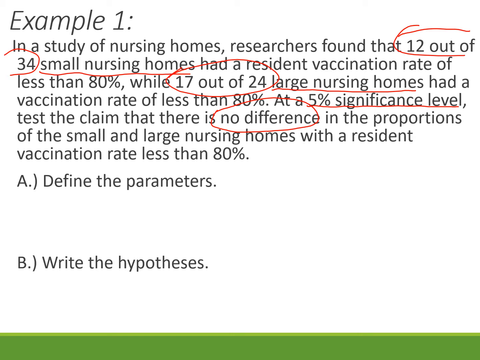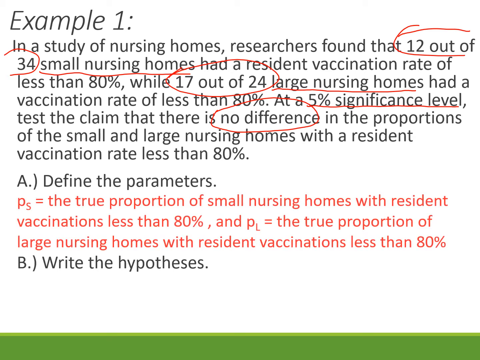So for the parameters, instead of having just 1 parameter, now we have 2 different parameters. The first one is for small nursing homes. So we're going to say P sub S is the true proportion of small nursing homes with resident vaccinations less than 80%. And then PL is the proportion for large nursing homes.